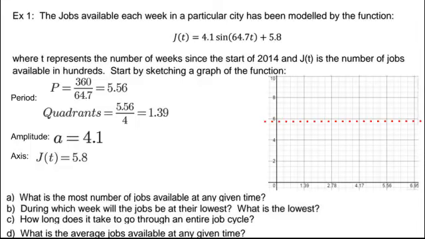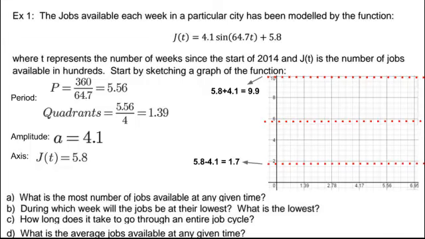And so we draw that middle line, the axis. The maximum, by adding 4.1, the amplitude, to 5.8, and subtracting it from 5.8, we get 1.7. And then since this is a sine curve, we're going to start in the middle and go up. And so we get this basically as our sine curve. And by being able to model it, we can now answer the questions. It just helps you see the picture a little bit better.